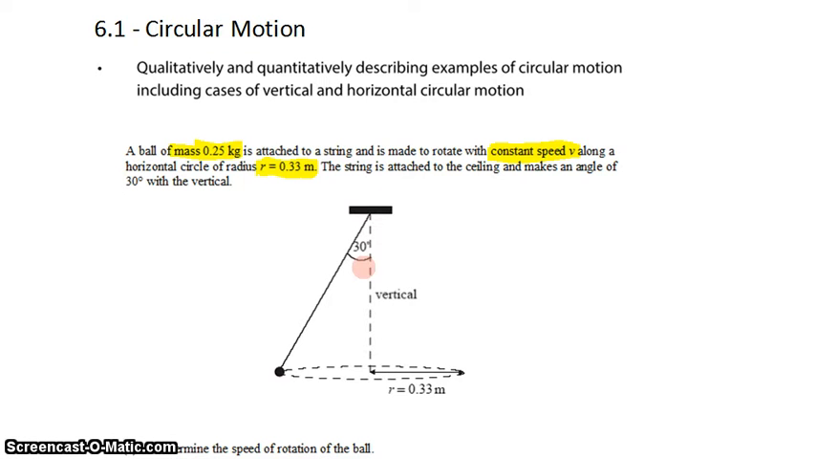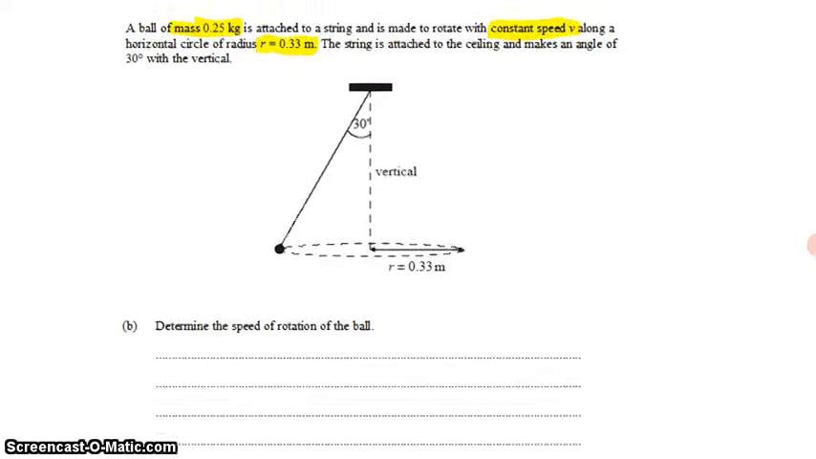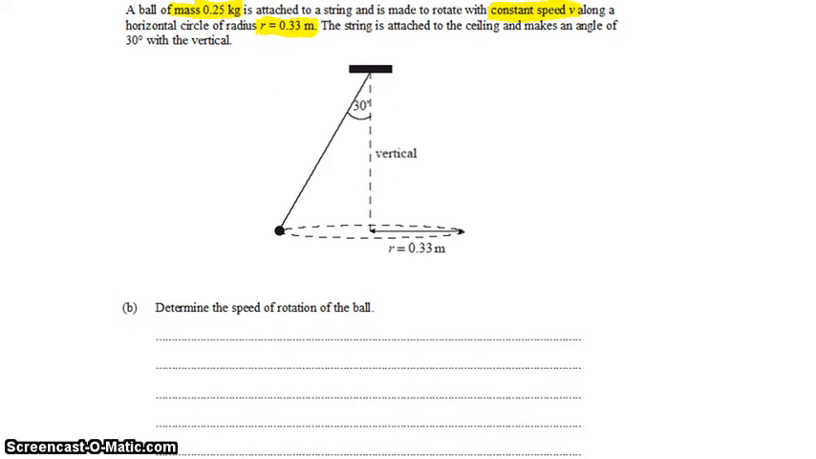The string makes an angle of 30 degrees with the vertical. We want to use this information to determine the speed of the rotation of the ball. One thing that jumps right out to me is we're traveling in a circle, so all our centripetal force and circular motion equations apply. One circular motion equation that involves speed is the centripetal force, which is mv squared on r.